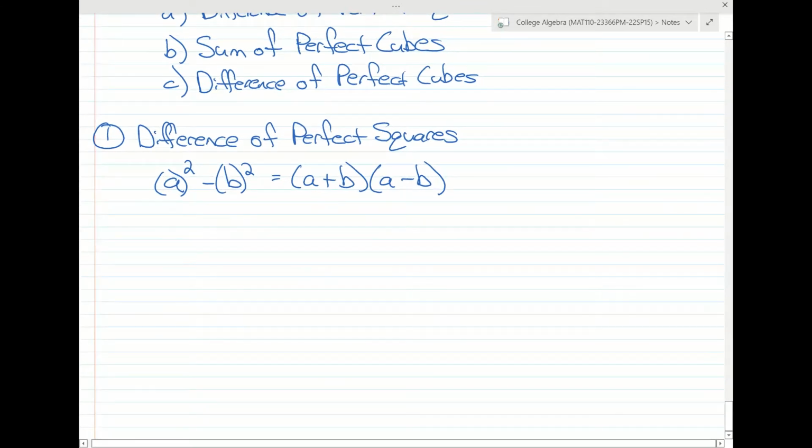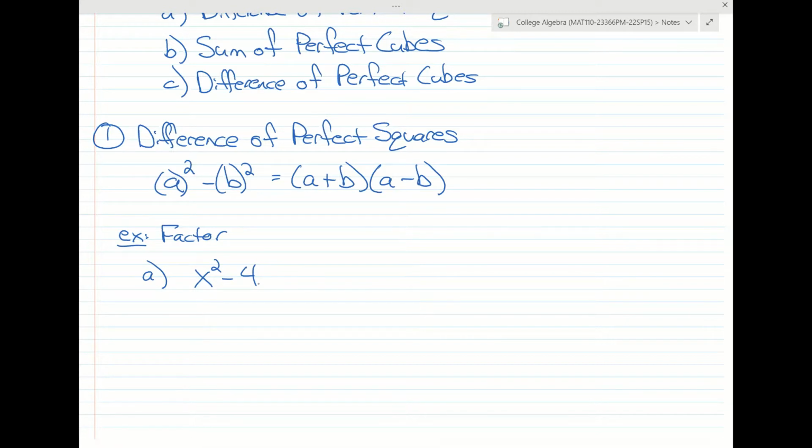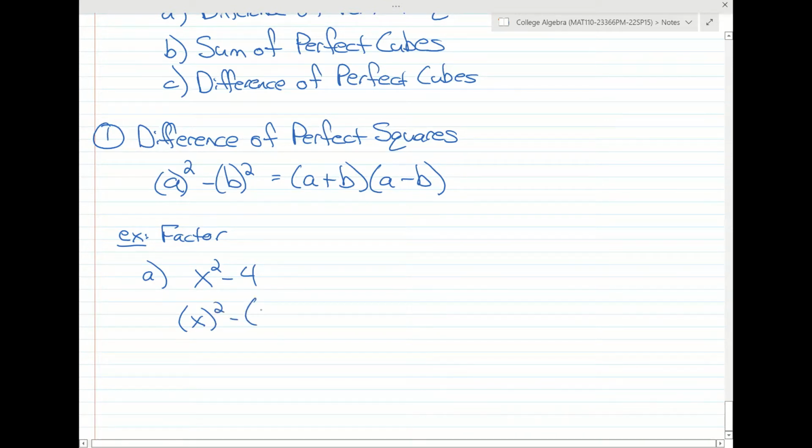I'll show you some examples. What if we had x squared minus 4? So you just have to figure out what are we squaring to get x squared? Obviously x, right? What are we squaring to get 4? 2. So according to the formula, once you figure out what you're squaring, you just write x plus 2, x minus 2. That's all there is to it.